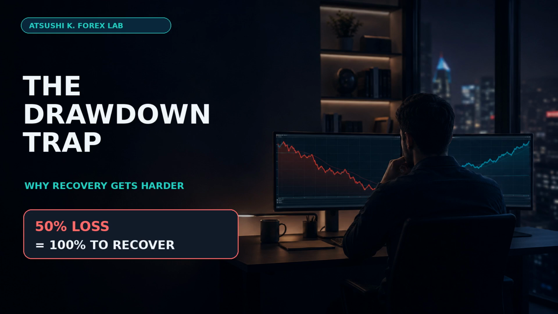A trading account loses 20%. How much does it need to gain to return to the previous peak? Not 20%. It needs 25%. If it loses 50%, the required recovery is not 50%. It is 100%. This is the drawdown trap. Losses and recoveries are not symmetrical, and the gap becomes much more severe as risk increases.